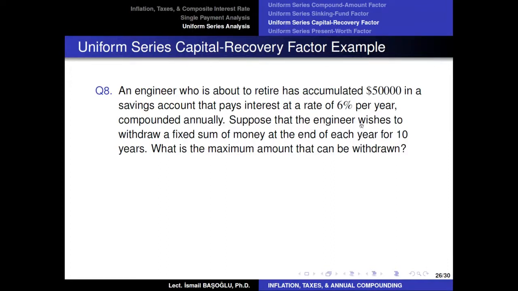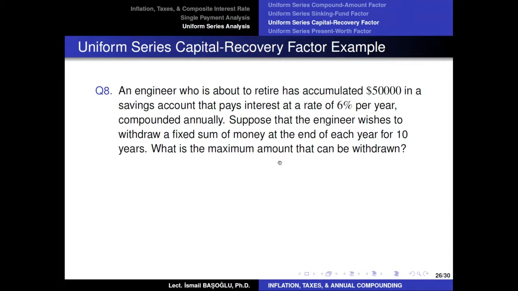Now, the engineer wishes to withdraw a fixed sum of money at the end of each year for 10 years. So for 10 years, the engineer is going to withdraw an equal amount of money. Now the question here is: what is the maximum amount that can be withdrawn so that all of the money in that account will be depleted? Because it says what is the maximum amount he or she can withdraw, we are just going to assume that the money is going to completely deplete in the end of the 10 years.